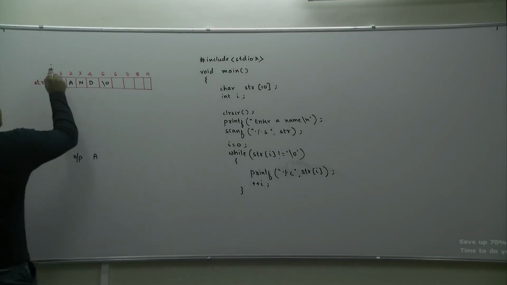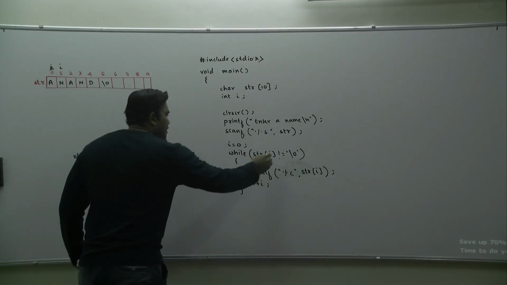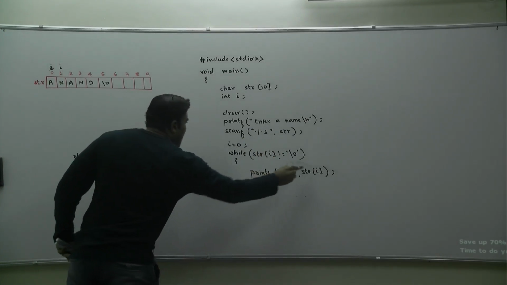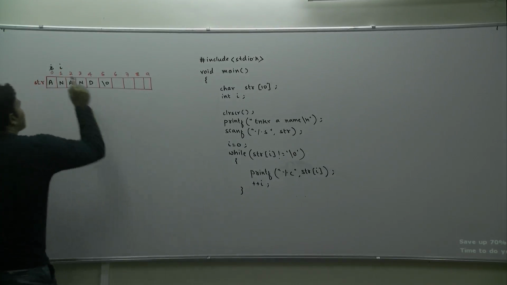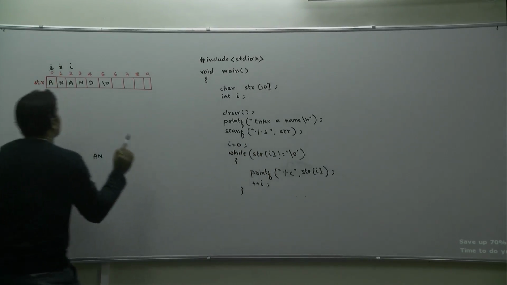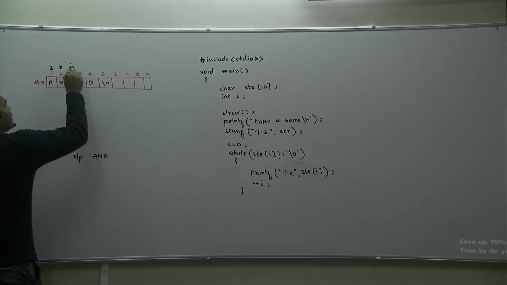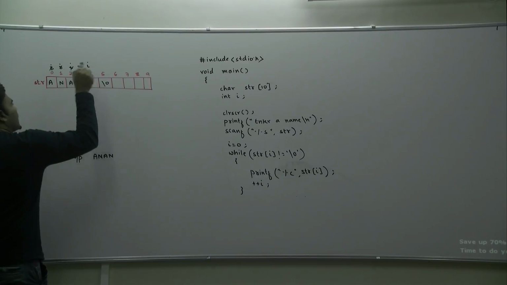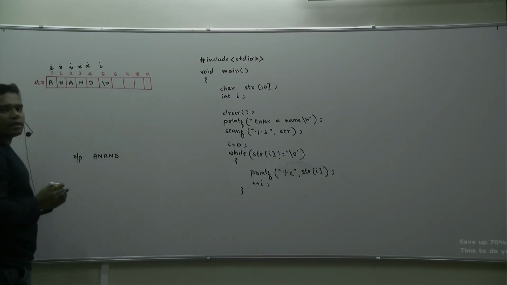Plus plus I means this I gets incremented. Again I will check str of I not equal to null. Yes, this is not equal to null. If it is not equal to null, print that str of I. So str of I is N. I will print it. Again plus plus I, so I gets incremented. Again I will check if str of I is not equal to null. Yes. Then print it. Increment it. Again not equal to null. Print it. Increment it. Again not equal to null. Print it. Increment it. Now str of I is null.